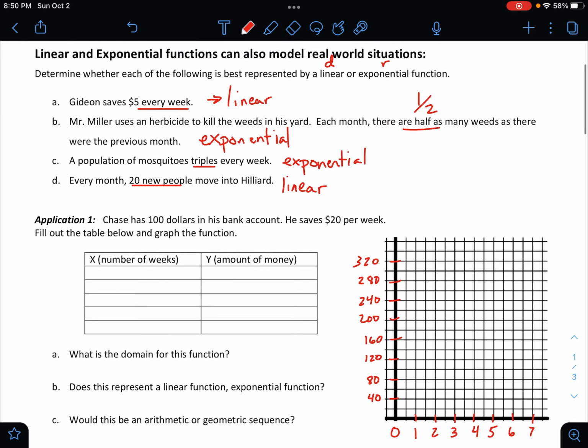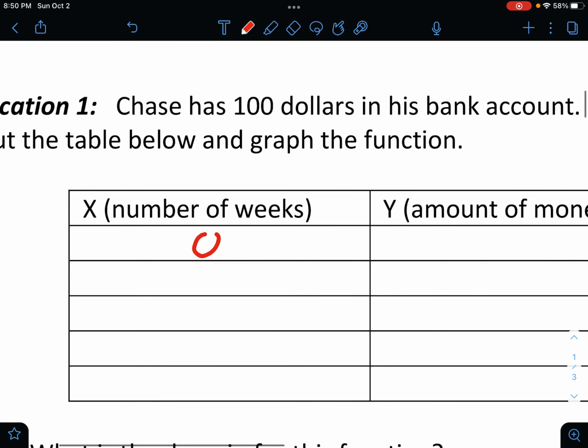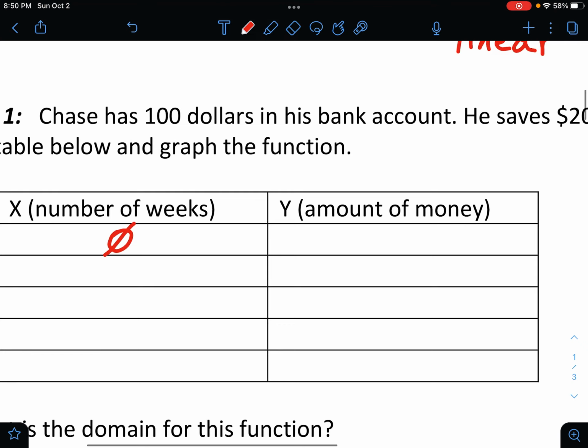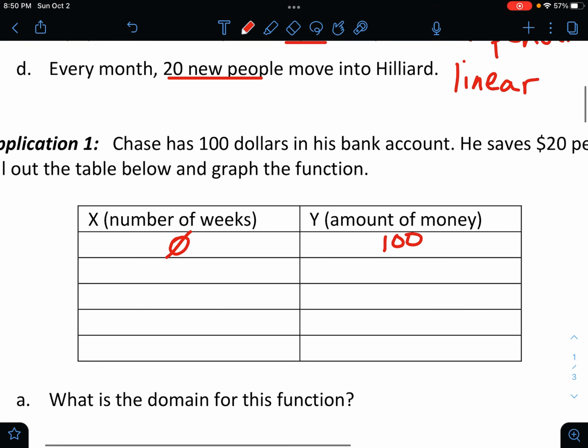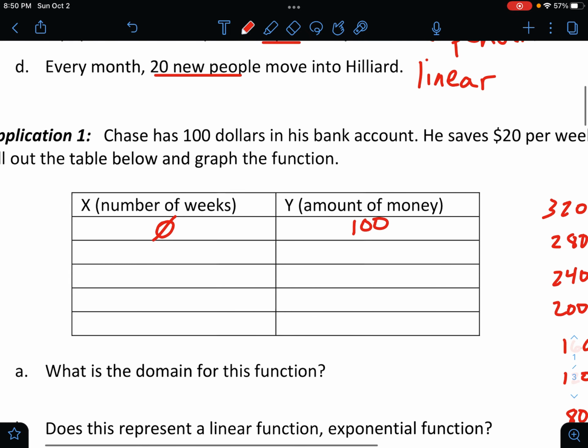All right, so let's look at some applications where we're going to graph them, talk about domain, and then identify what type of function it is. The first one says Chase has $100 in his bank account. He saves $20 per week. Fill out the table below and graph the function. Before he even starts saving, at 0 weeks, he has $100 in his account. Then he saves $20 per week, meaning we add 20 each time. So that puts us at 120, 140, 160, 180, going up by 1 week at a time.